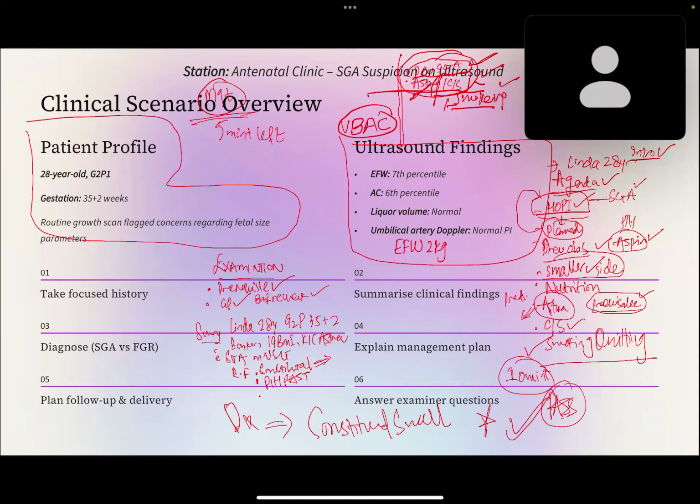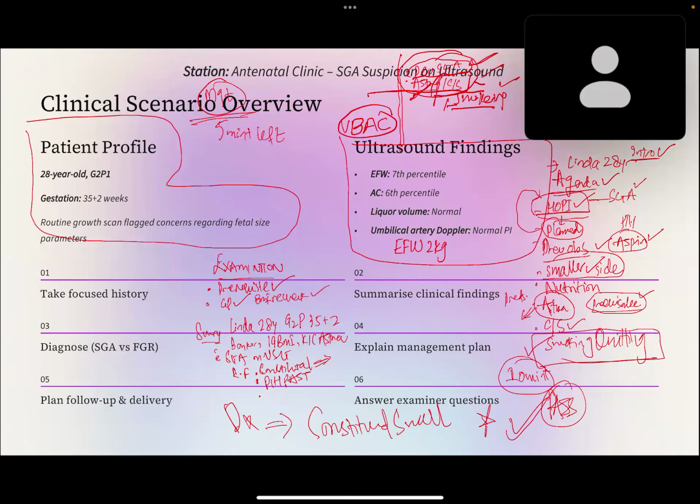Cesarean done, you asked the indication, and smoking quitting. It was very beautiful when she told, sorry, doctor, I couldn't quit. You said it's okay. You made her feel it's okay. You can still try because smoking has a detrimental effect. This is a cause of small for gestational age as well.